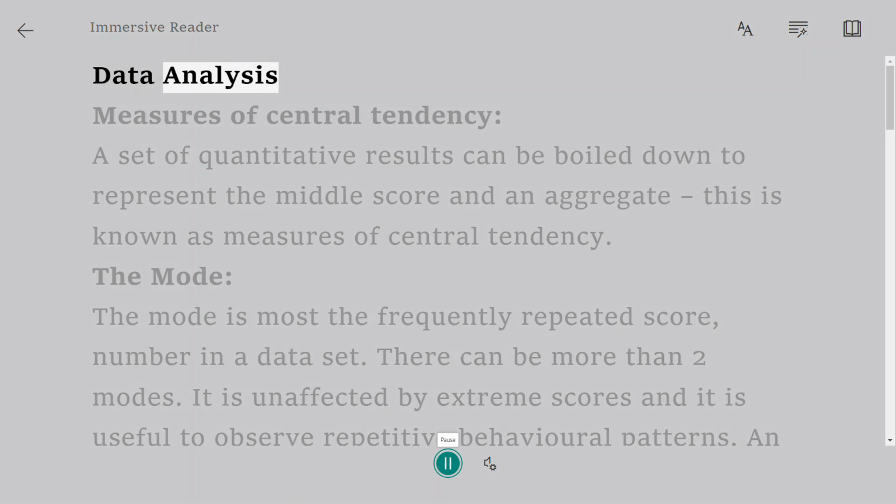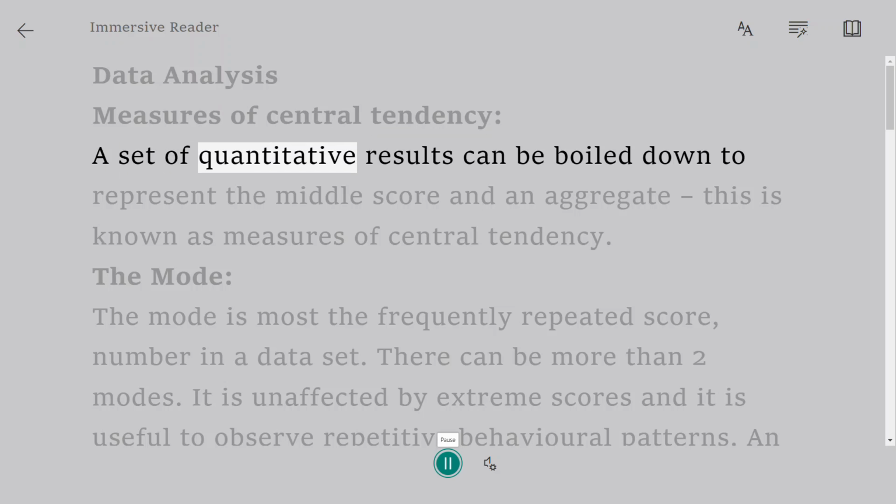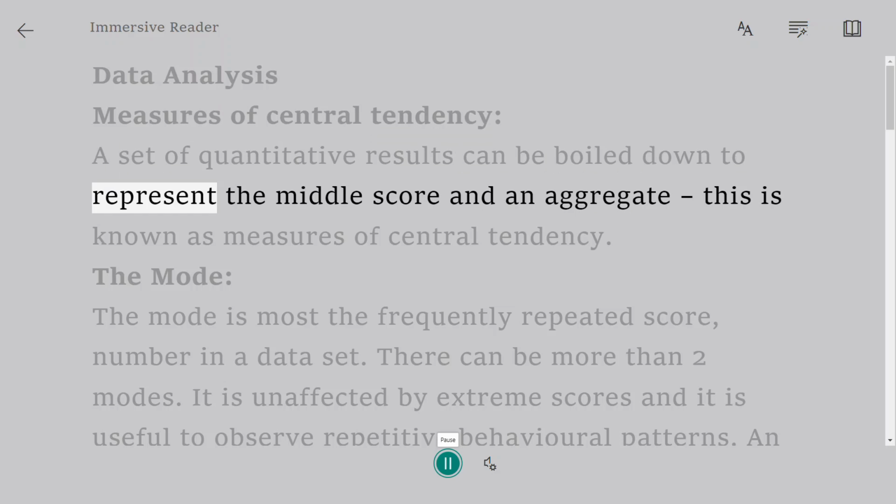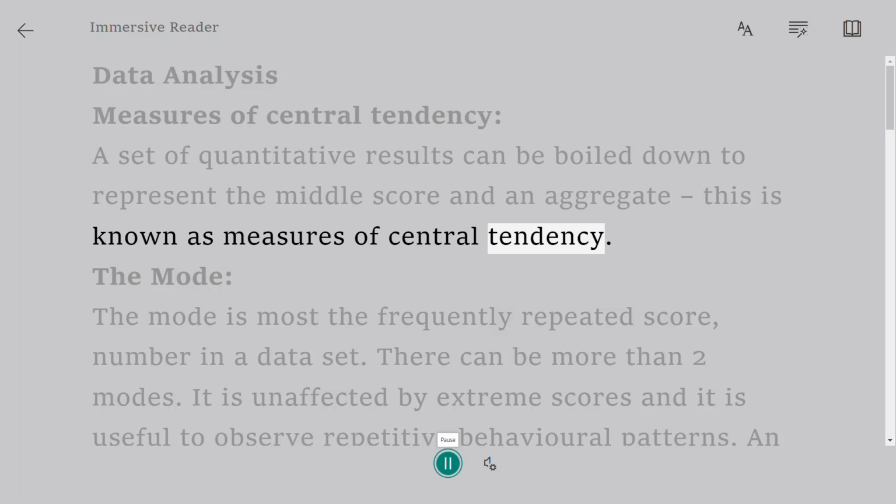Data analysis. Measures of central tendency. A set of quantitative results can be boiled down to represent the middle score and an aggregate. This is known as measures of central tendency.